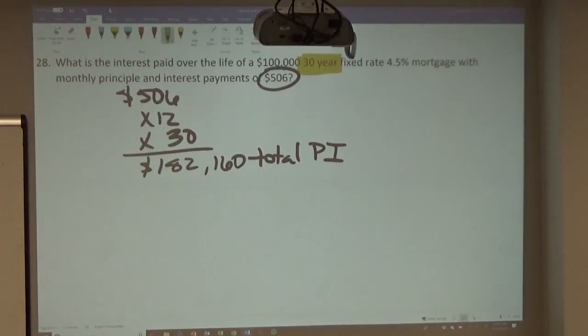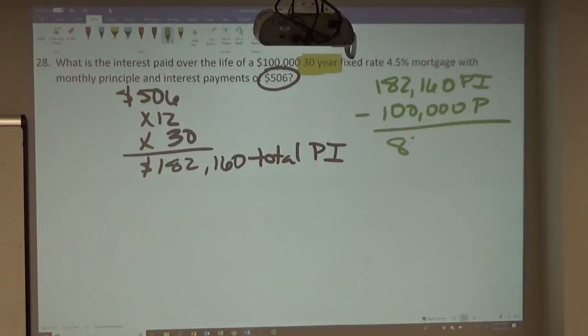Well, if we've paid $182,160 back to the bank in total for principal and interest, we should be able to just subtract out the $100,000 that we originally borrowed in principal, and that would leave us with the interest that's paid on that loan. So $82,160 is going to be the interest paid over the life of that loan. $82,160 interest paid over the life of the loan.